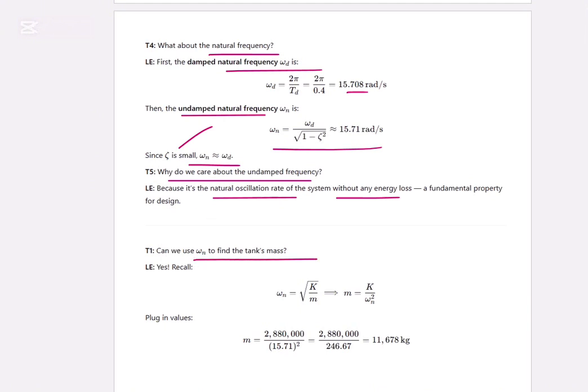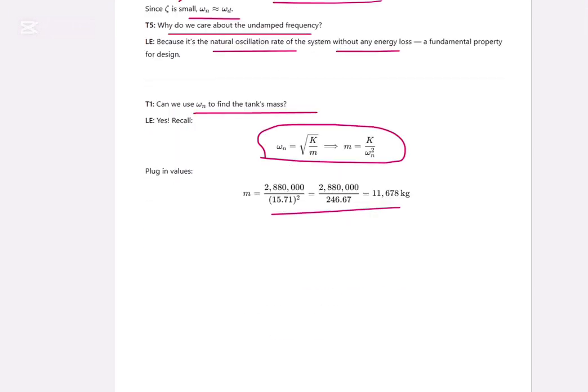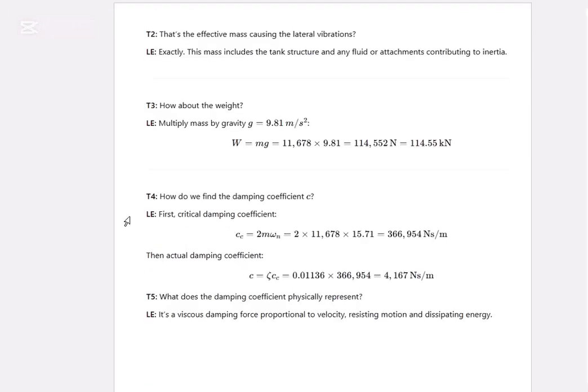Can we use omega n to find the tank's mass? Yes, we can use omega n to find the tank mass. So this is the tank mass, and that's the effective mass causing the lateral vibrations. The mass includes the tank structure and any fluid or attachment contributing inertia. This is the weight we can calculate.